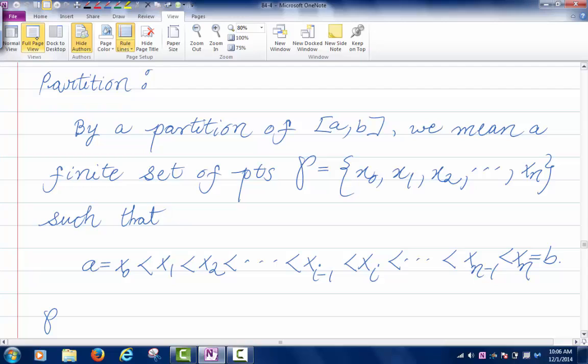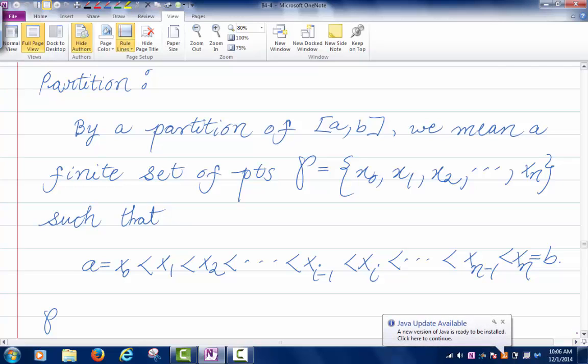Okay, so remember what a partition was. If you have a closed bounded interval A to B, what do we mean by a partition of that interval? Well, we mean a collection of points x0, x1, x2 up to xn, where x0 is exactly A and it is less than x1, x1 is less than x2, dot dot dot, xn minus 1 is less than xn, and the last xn is the right endpoint of the interval, which is B.